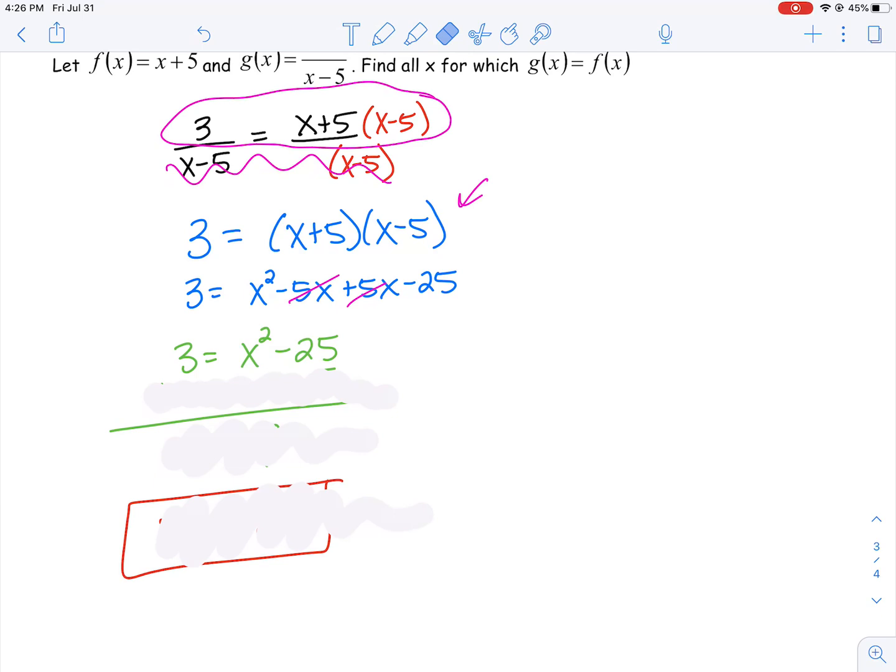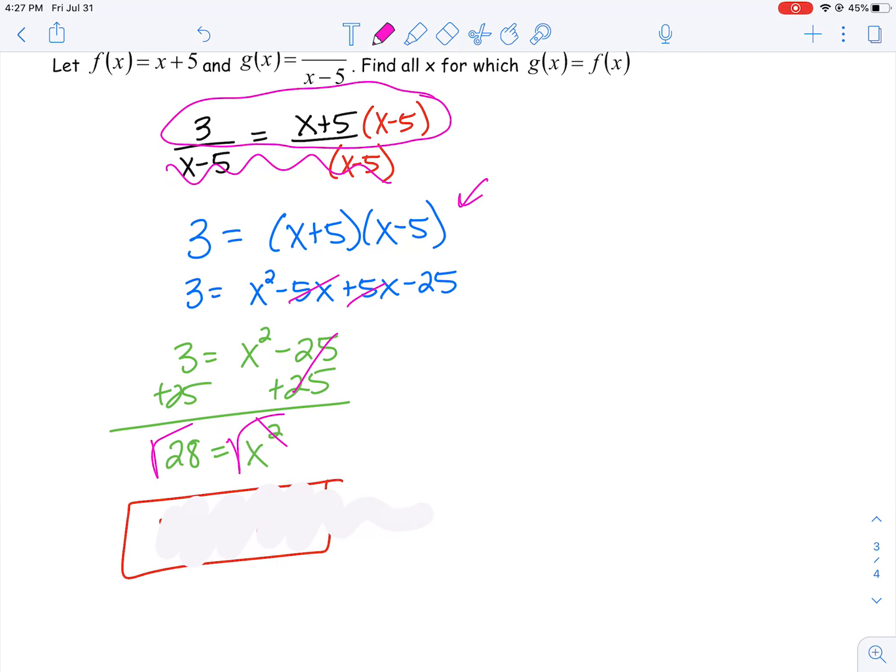If there's only an x squared term, then I should be able to get everything away from that x squared and then use my principles of square roots and square root both sides, right? Instead of trying to factor or use quadratic formula. So let's go ahead and do that. Let's add 25 to both sides to get it away from that x squared. And let's square root now to get rid of that square.